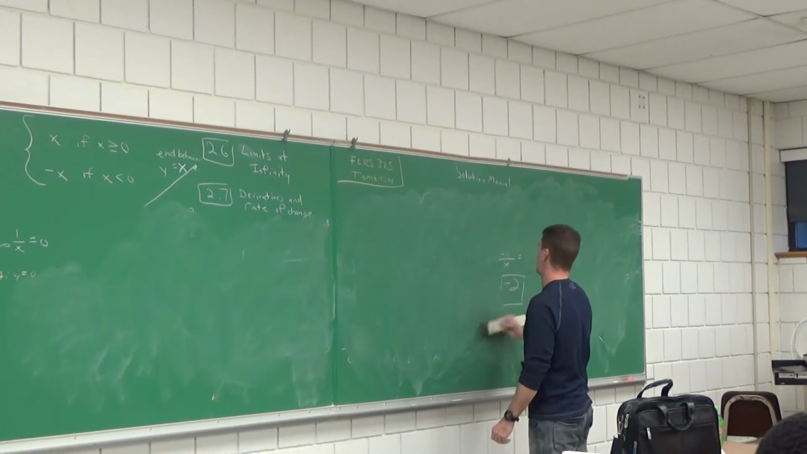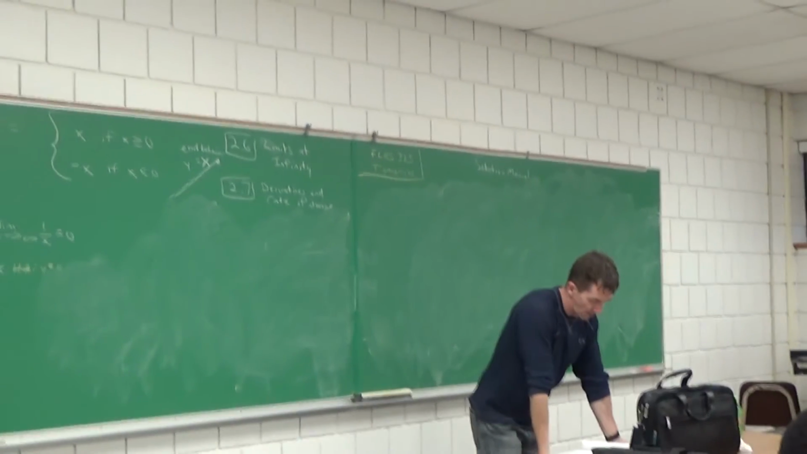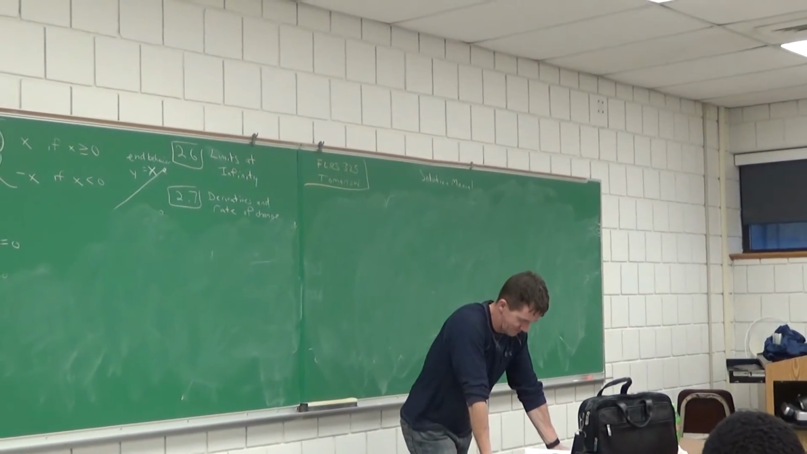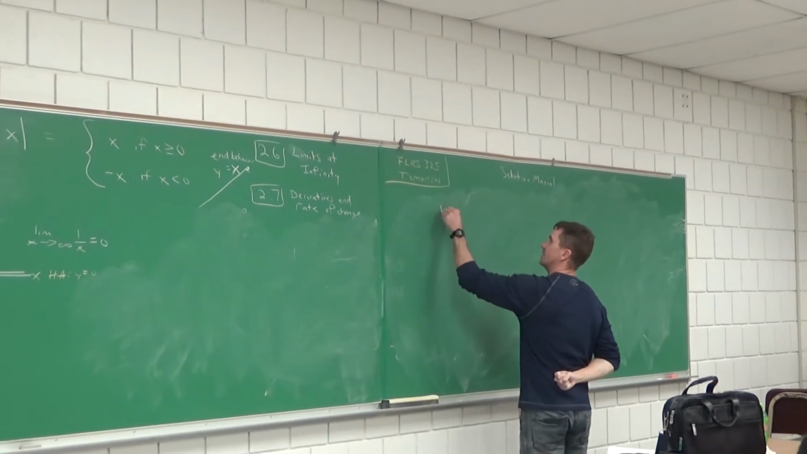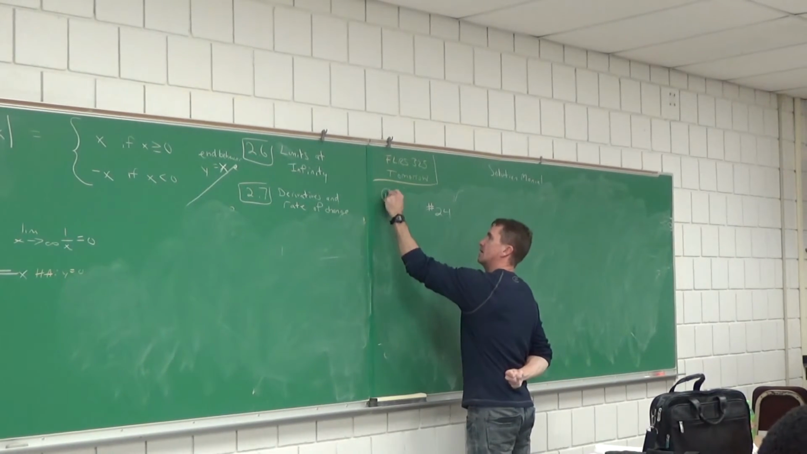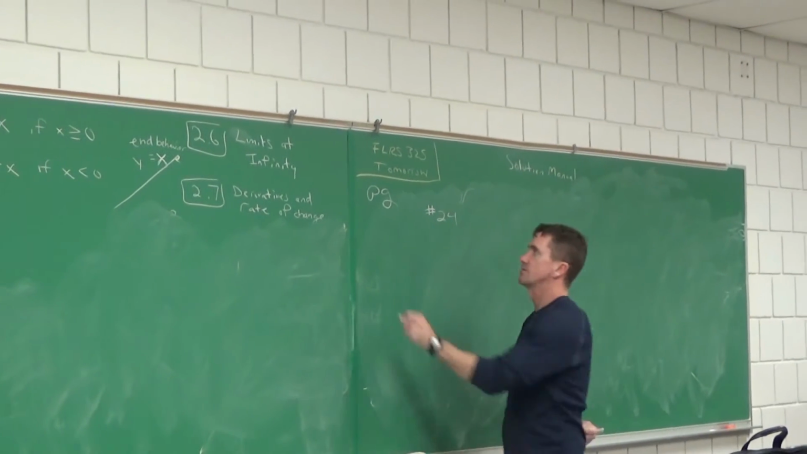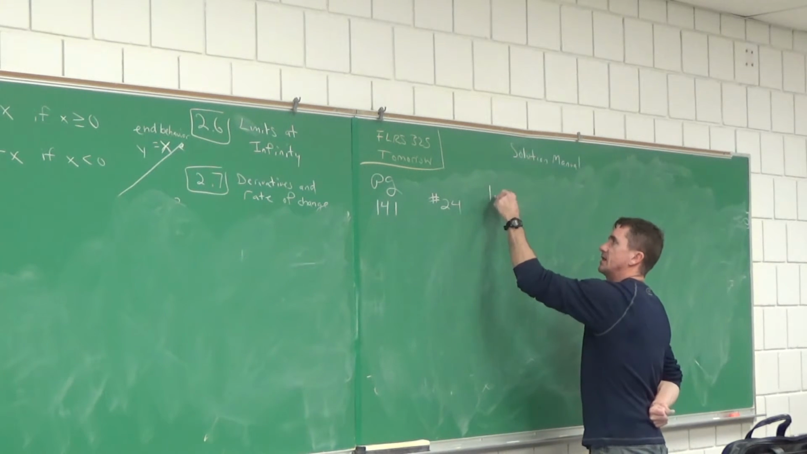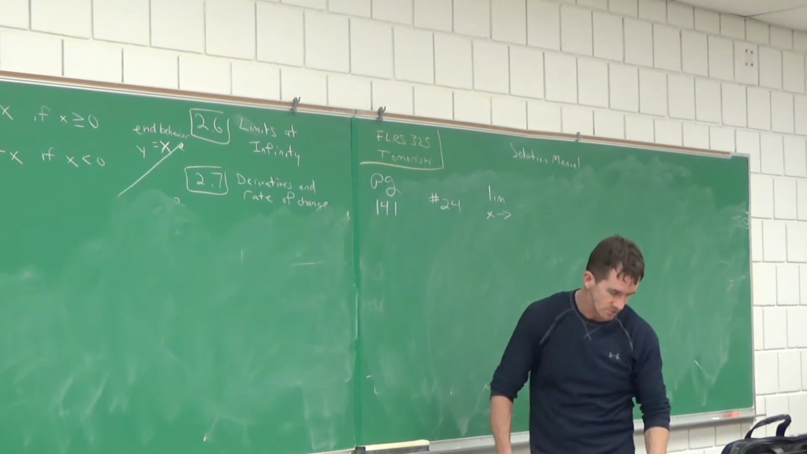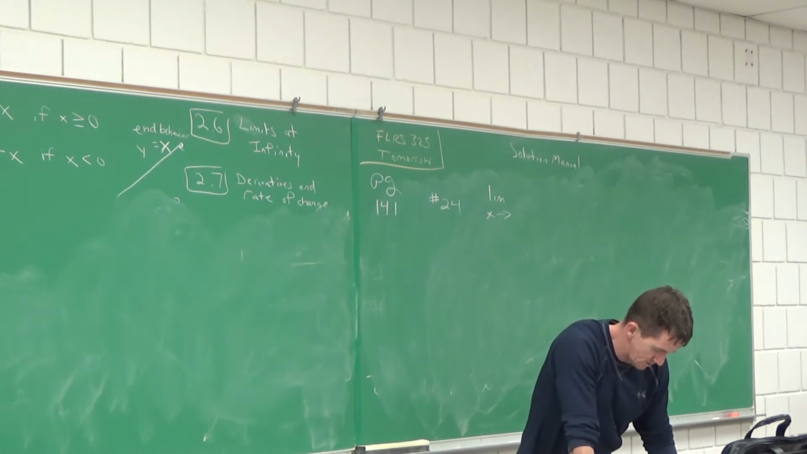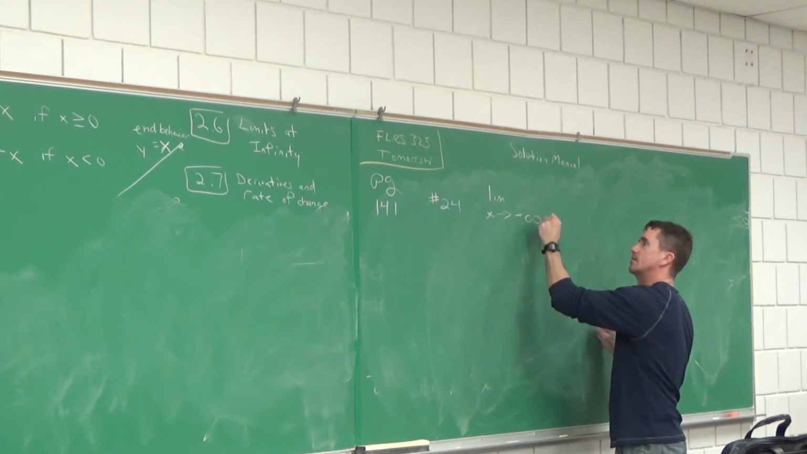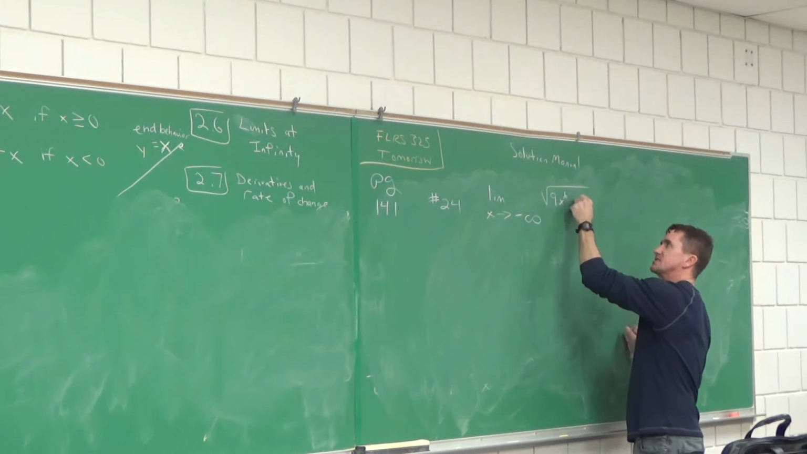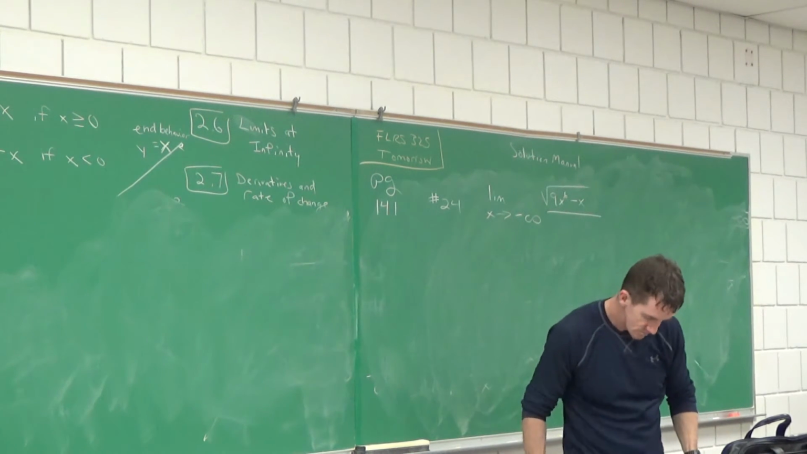Well, let me look at the craziest one out of this section. I want to look in front of the radical. This is number 24, page 141. Find the limit as x approaches negative infinity of the square root of 9x to the 6 minus x, all over x cubed plus 1.